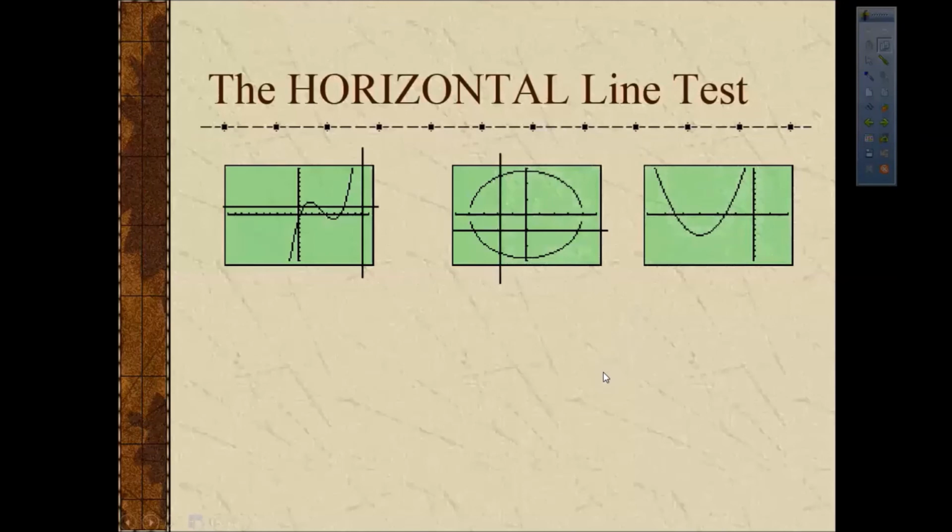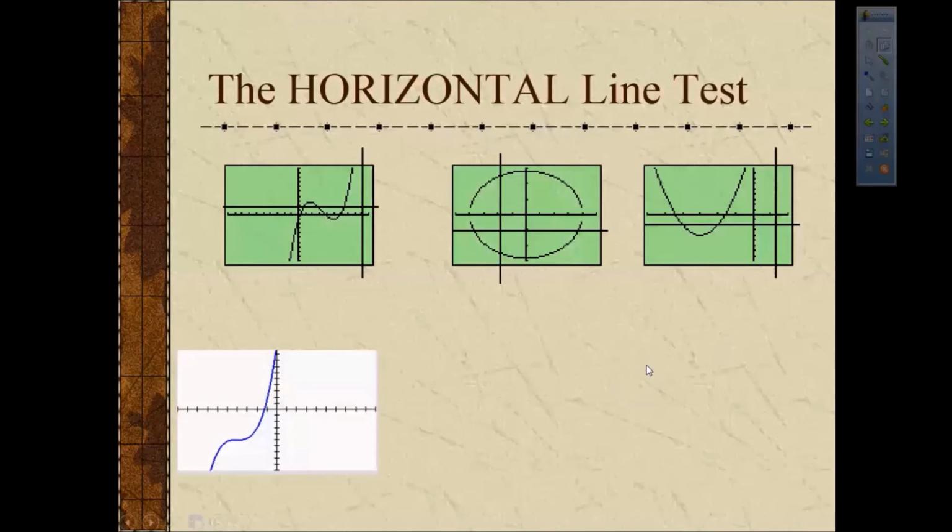Here's another graph. Let's see if it passes the vertical line test. It seems to pass the vertical line test, so it is a function. Let's see if it passes the horizontal line test. As the horizontal line starts to move up, we pretty quickly run into a place where it touches 2 places on the graph at once. This is not a one-to-one function. It's just a function, not one-to-one.